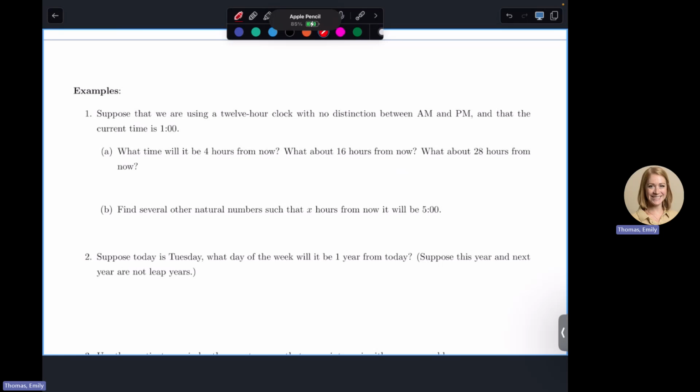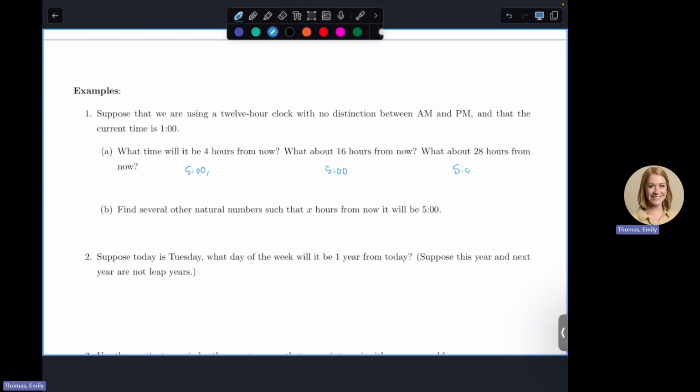Let's suppose that we're using a 12-hour clock. We're not distinguishing between AM and PM, and the current time is 1 o'clock. What time is it going to be 4 hours from right now? Good, everyone. You know how to read that clock. Okay, 5 o'clock. What about 16 hours from right now? What about 28 hours from right now? It is also 5 o'clock.